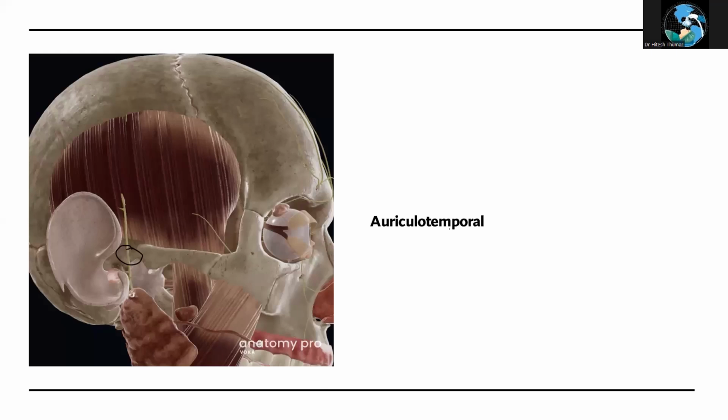So I mark the entry point just anterior to the tragus. You must enter perpendicularly, palpating the temporal artery pulsations, go posterior to the temporal artery, and deposit 2 to 3 ml of local anesthesia. You will block the auriculotemporal nerve.